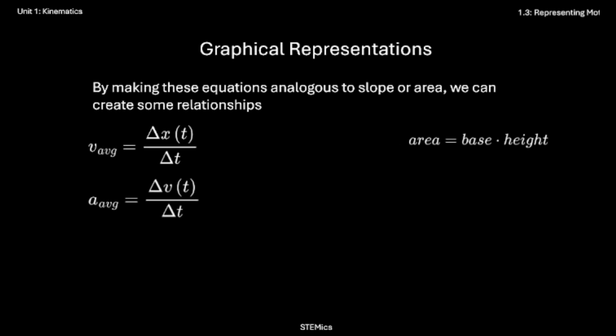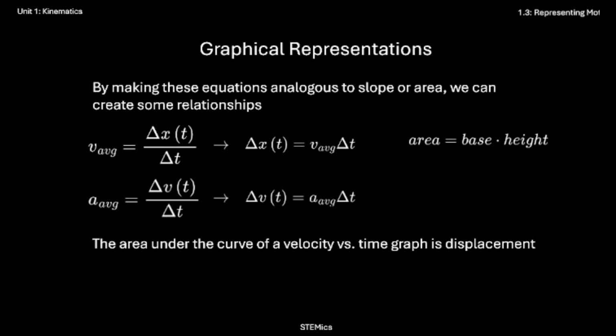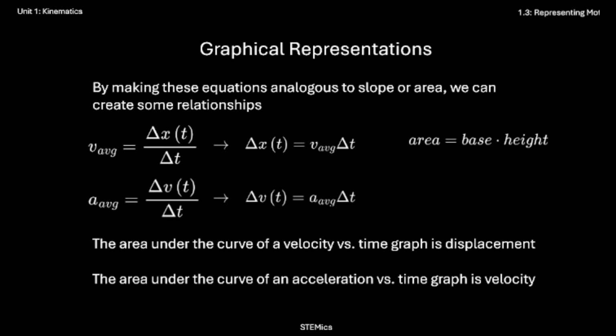Now let's go with area. We can see that we can manipulate these two equations to get position. The change in position as a function of time is the product of average velocity and change in time, and the velocity as a function of time equation is the product of average acceleration and change in time. So relating that back to the area equation, we can see that the area under the curve, the area between the graph, the line, and the x-axis, of a velocity versus time graph is displacement. So the first equation right here. And the area under the curve of an acceleration versus time graph is velocity.